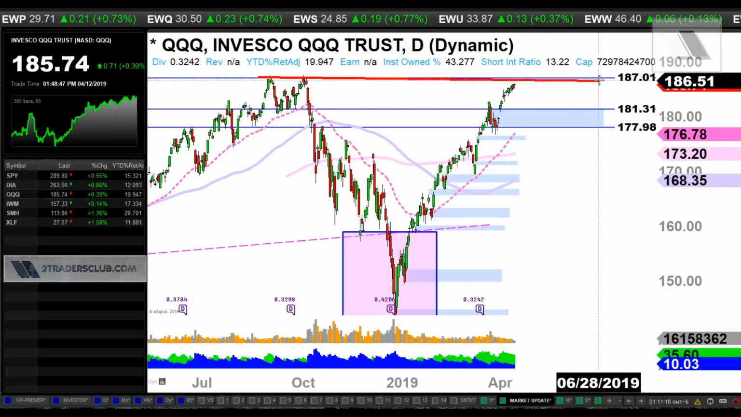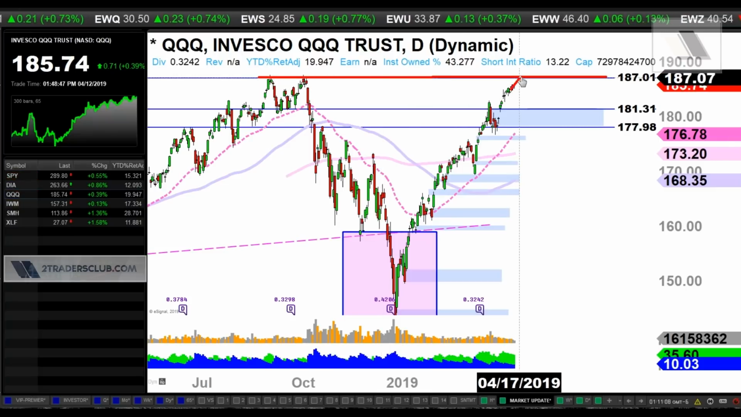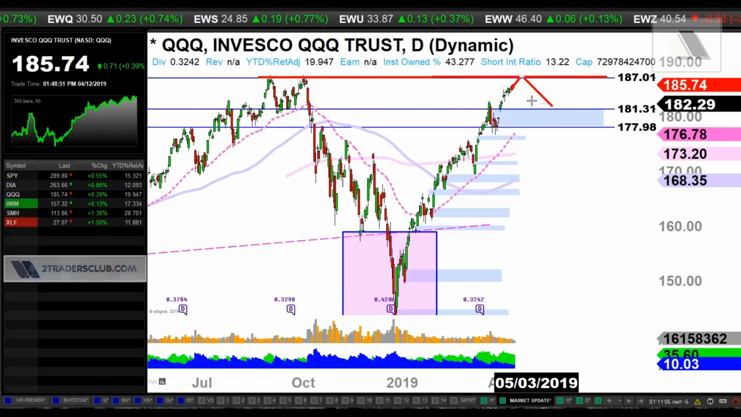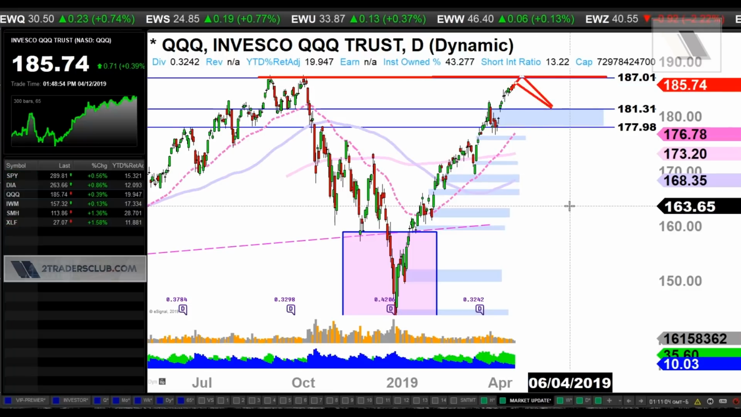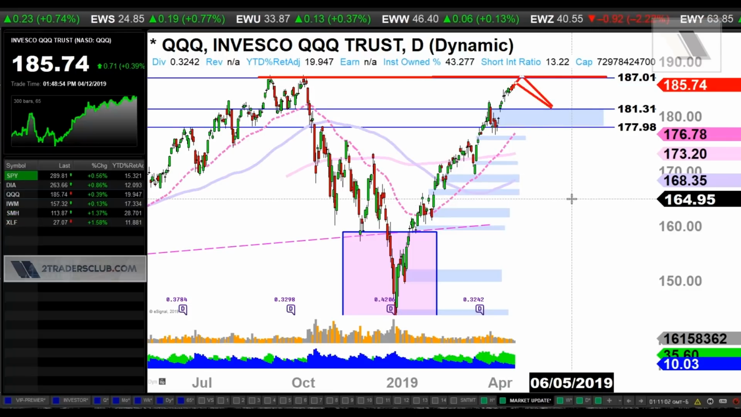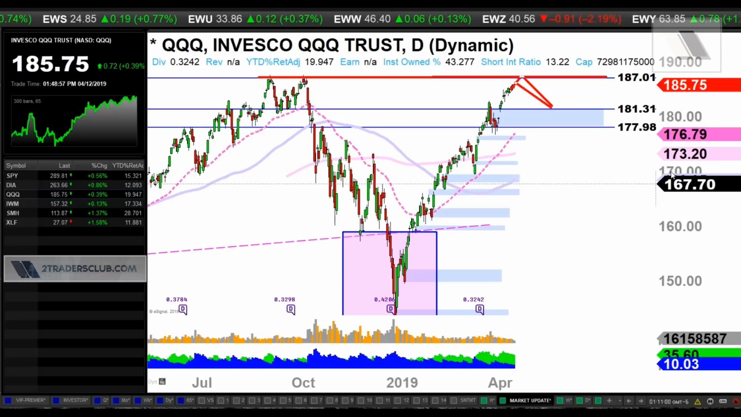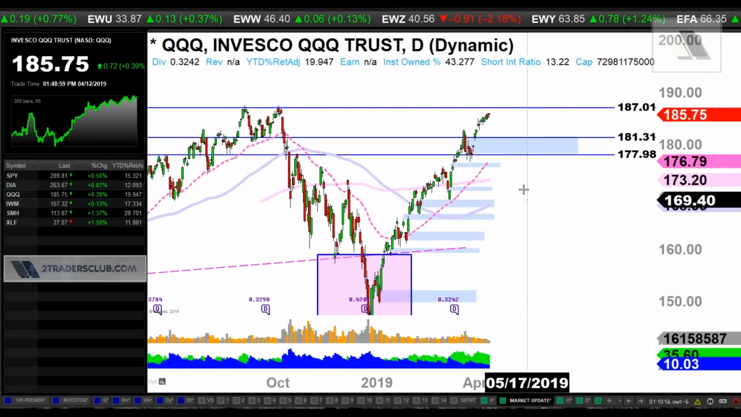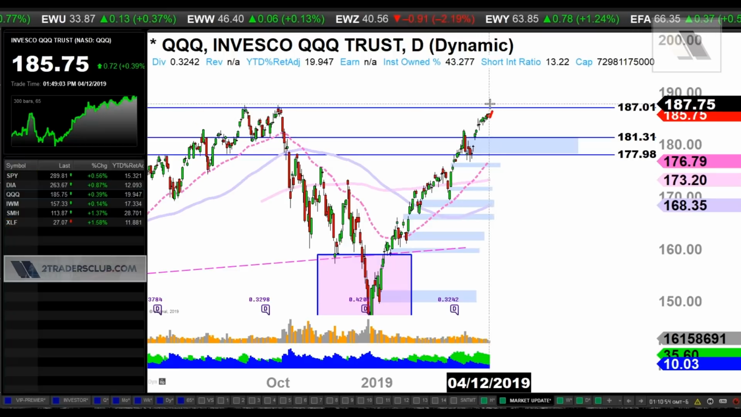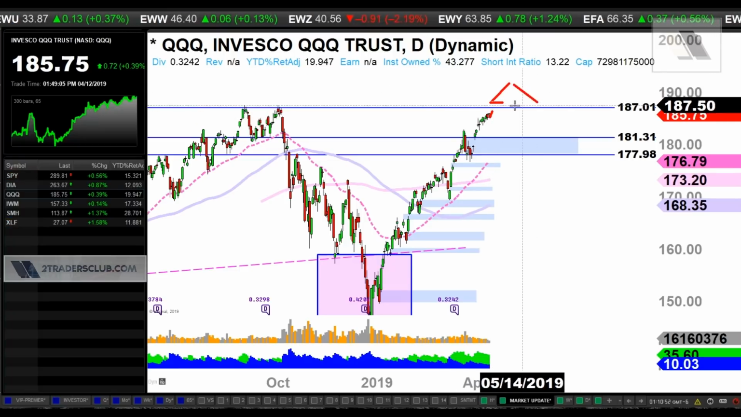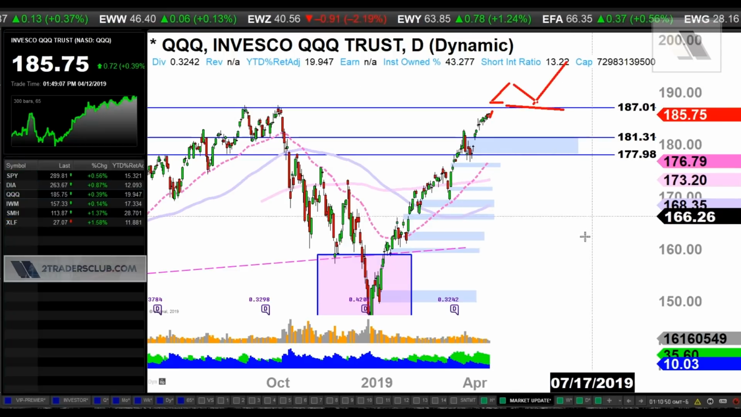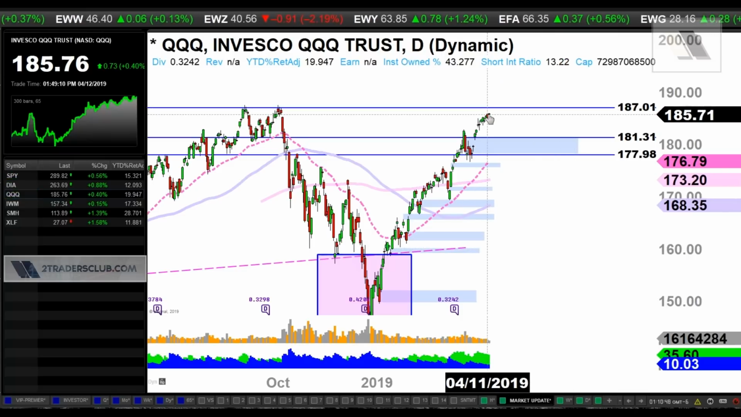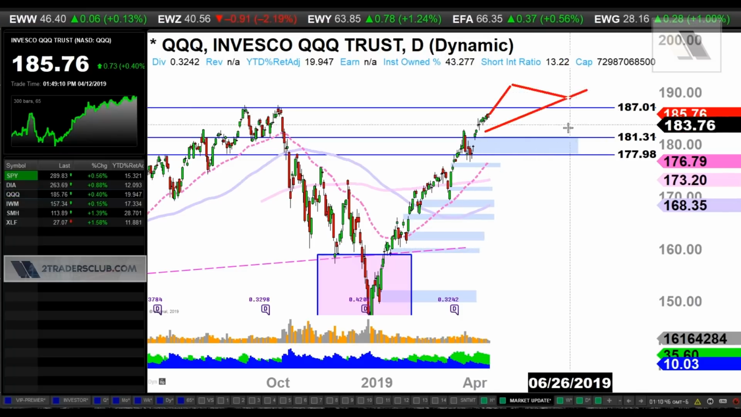We got that resistance. I won't be surprised if this thing goes up and then pulls back to retest that gap area at 181. If bulls really want to make things hectic for the bears, we go up here, gap it up, go up, and then pull back, retest the gap, and then continue higher. Or we consolidate in that vicinity, something like that.